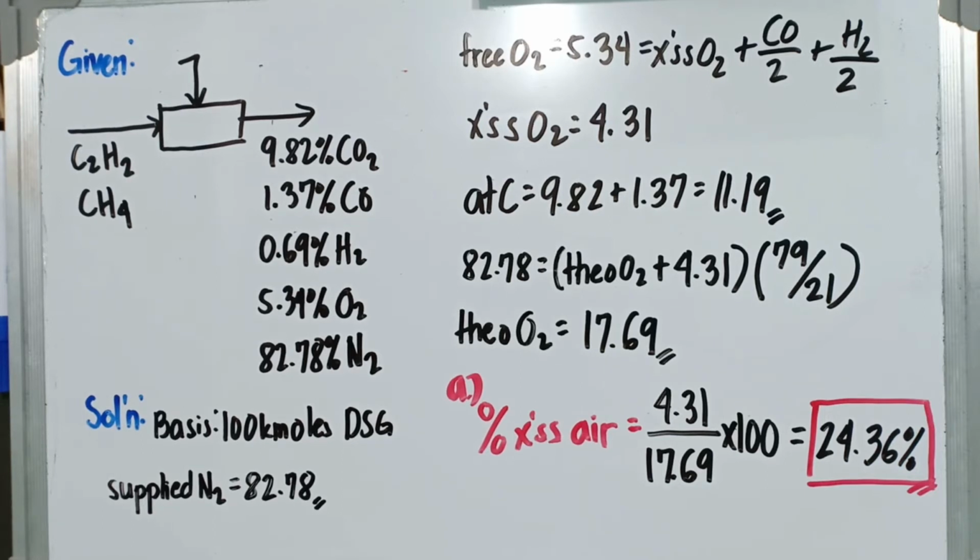For letter B, we're going to get the mole percent composition of the gaseous fuel. For these, we have to do a table. But before we do that, we're still missing one thing from our table, and that would be our at H.